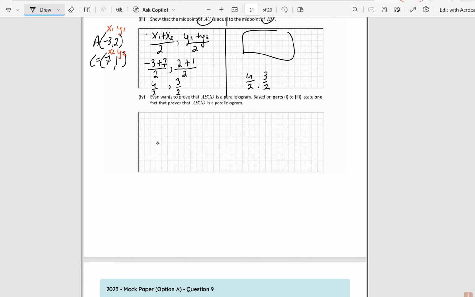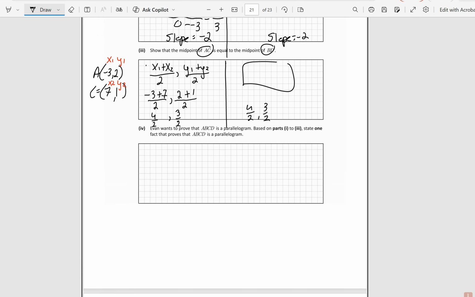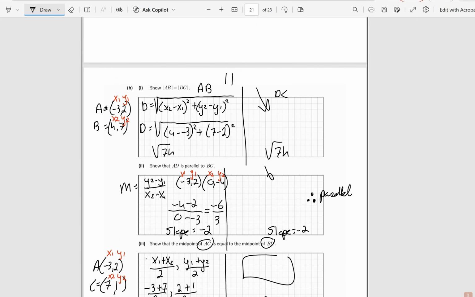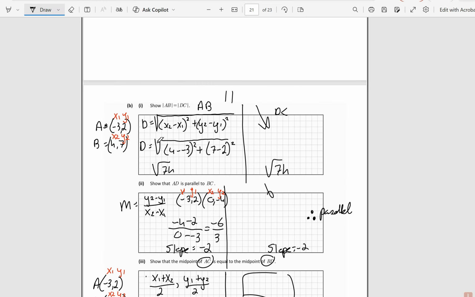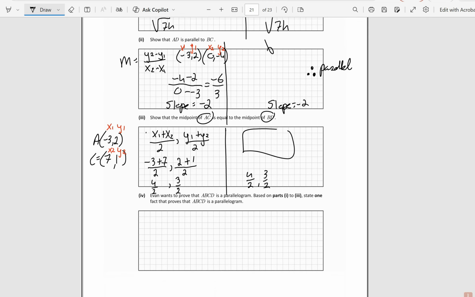Last thing, we want to prove that ABCD is a parallelogram. Based on parts 1 and 3, state one fact that proves ABCD is a parallelogram. Parts 1 and 3. Well, here's part 1. So this is 1. We've shown that the distance between AB and DC are equal. So we can write that down.